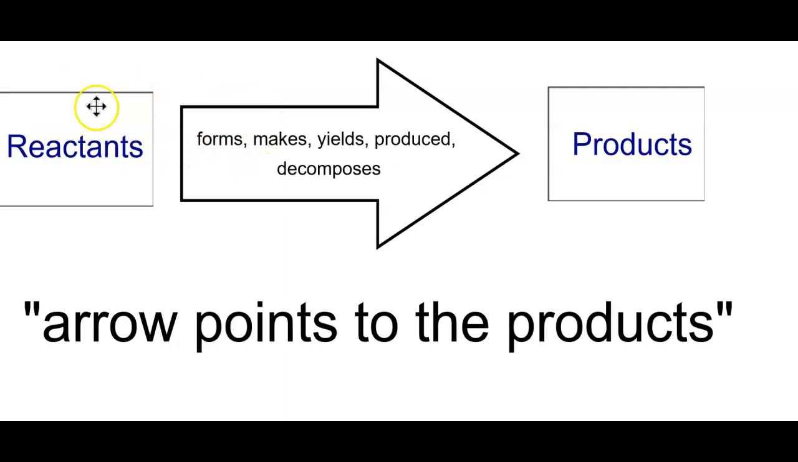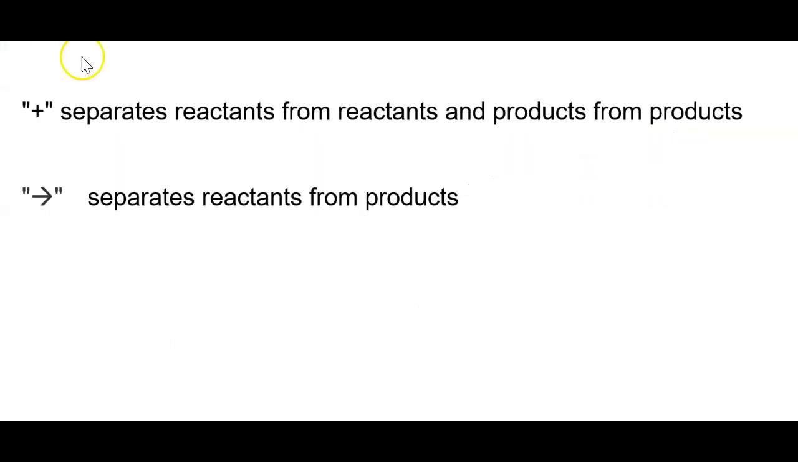Here we have reactants go first, and then the arrow points to the product. I like to say the arrow points to the product. You'll know it's time to put your arrow in when you hear words such as forms, makes, yields, produces, or decomposes. If there's other words, we'll add them as we go. But you're going to normally see what we call the reactants. Okay, we normally say the reactants are on the left-hand side and the products are on the right, or the arrow points to the product.